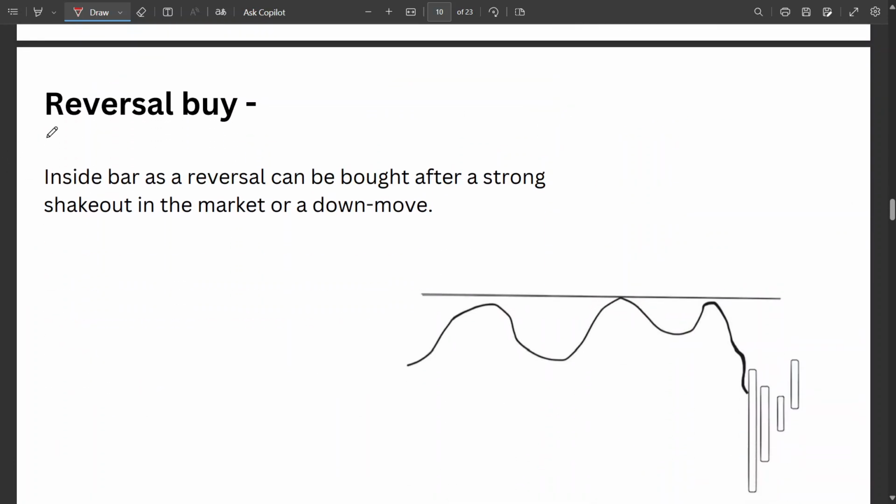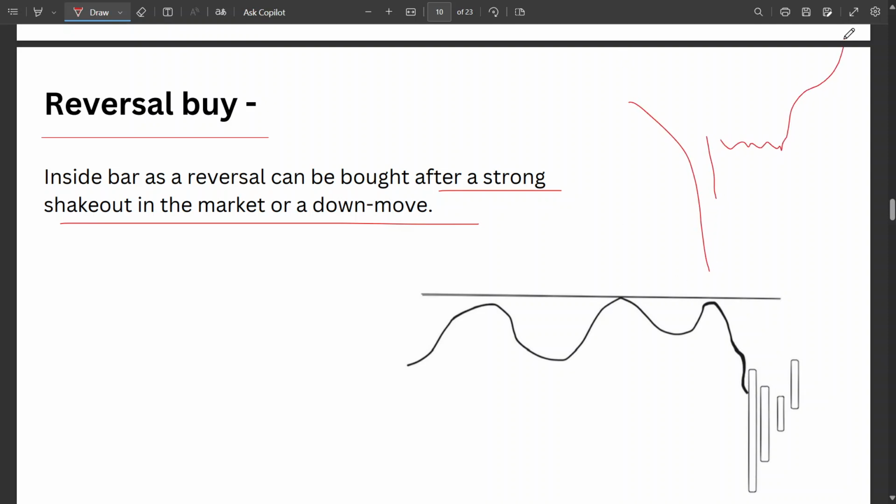And then we have a reversal buy. So in case of reversals, inside bar as a reversal can be bought after a strong shakeout in the market or a down move, right? So if you have seen the situations like the budget day or the election result day, or other shakeouts that we had in the market, where the price suddenly went down like this, and next day it recovered a bit and then consolidated there and then recovered from there. So for those kind of situations, again, the inside bar comes to the rescue. It provides you good opportunities, early entry opportunities, right? And this is kind of a reversal buy with the help of an inside bar.